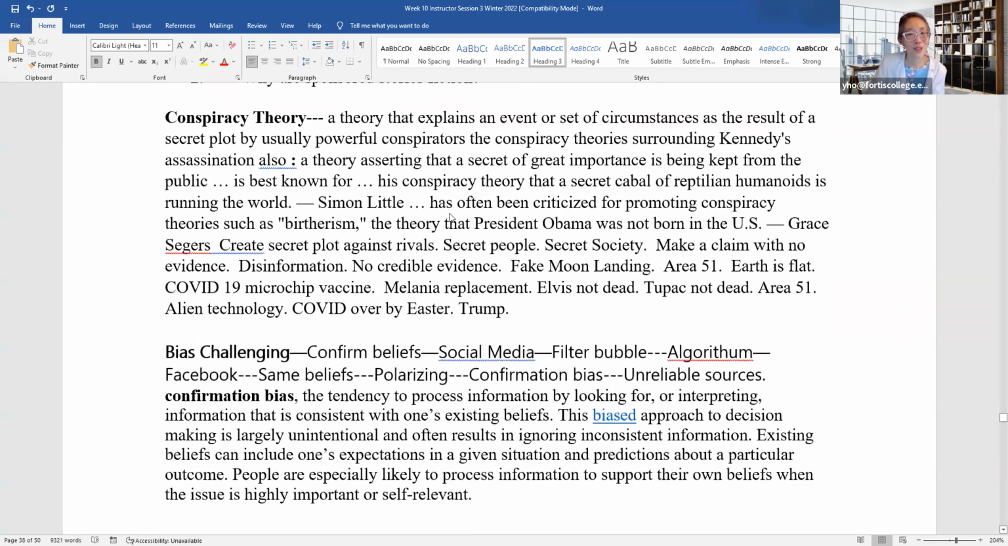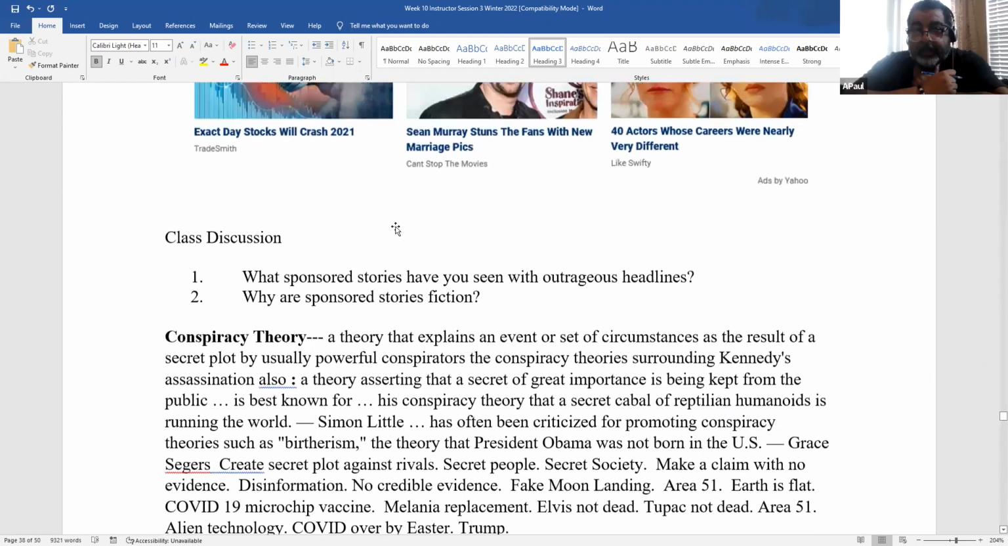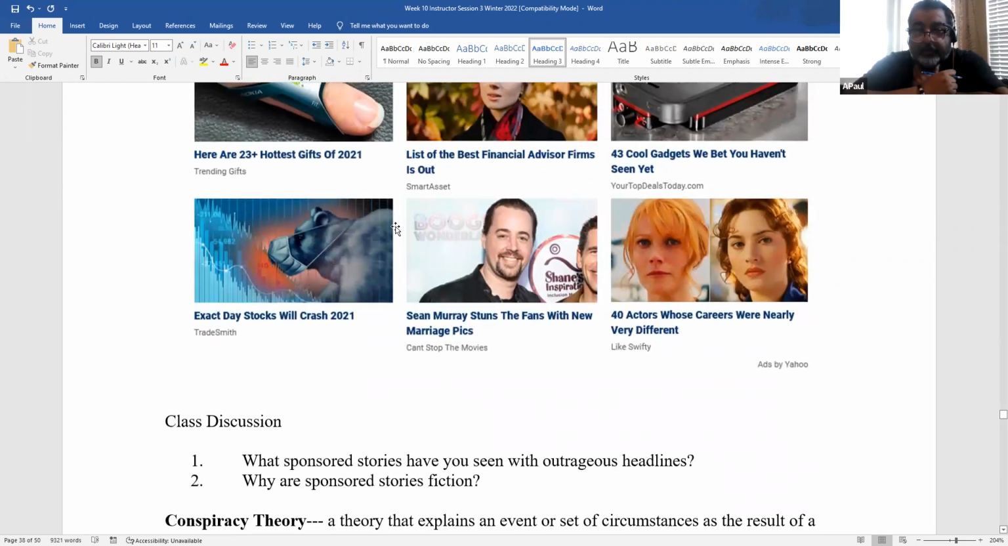So then a conspiracy theory. What is a conspiracy theory? Basically, I would say putting out non-factual information that would really get everybody's interest and make them think that something they've talked about could actually be true.